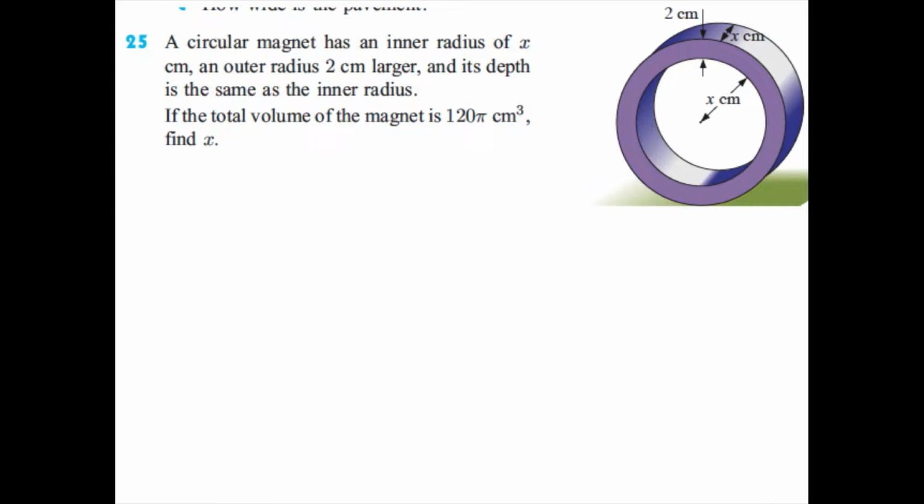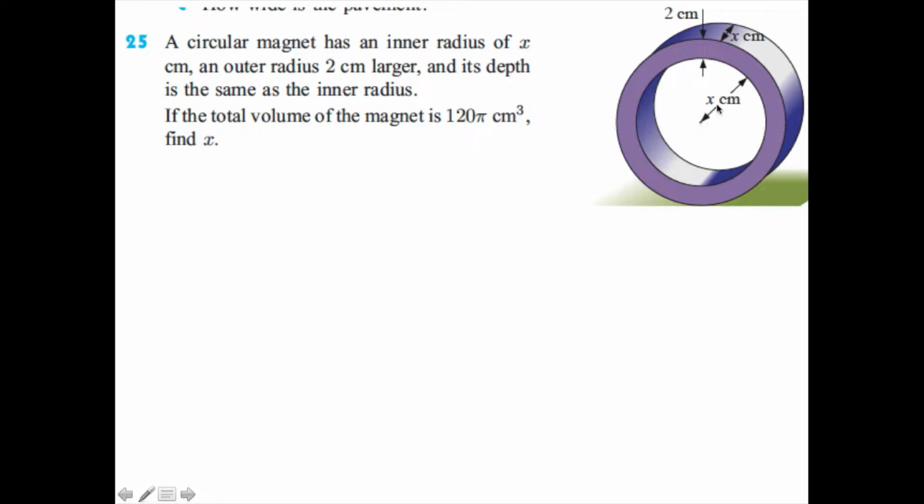Hi, welcome to your video on page 225, quadratic word problems, number 25. The problem says, a circular magnet has an inner radius of x centimeters. You can see that on the diagram here. The purple is the magnet, and this is the radius of the inner circle, just the empty part. An outer radius 2 centimeters larger. Outer radius means when you go from the center all the way to the outside. Inner was center to here, outer is center all the way to the outer edge. So that one is 2 centimeters more, and the arrows show that this part here is 2 centimeters.